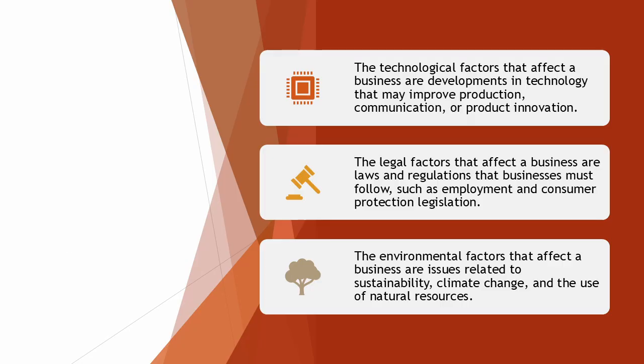The technological factors that affect a business are developments in technology that may improve production, communication, or product innovation. The legal factors that affect a business are laws and regulations that businesses must follow, such as employment and consumer protection legislation. The environmental factors that affect a business are issues related to sustainability, climate change, and the use of natural resources.